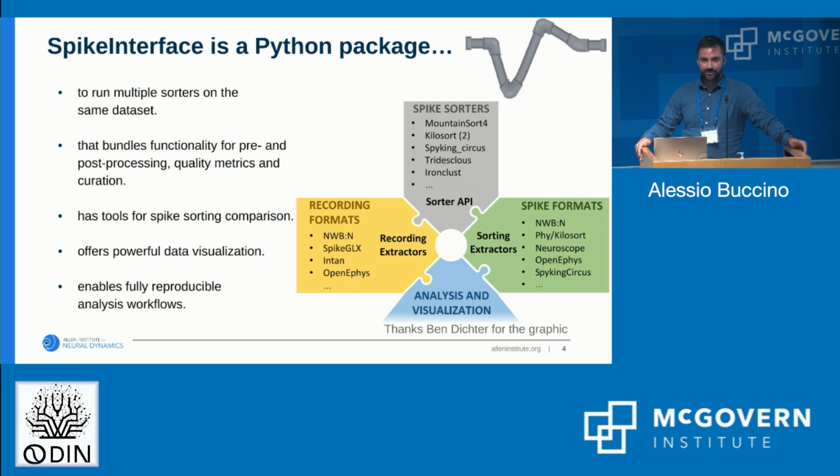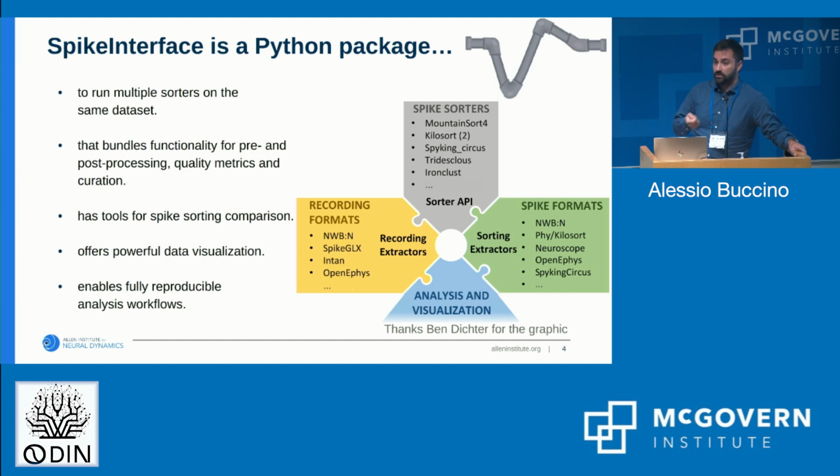So we tried basically to address some of these issues. This started in 2018. It was a nice collaboration with many different institutions. And we built SpikeInterface, which is basically a Python package to run multiple sorters on the same data set with very minimal effort.